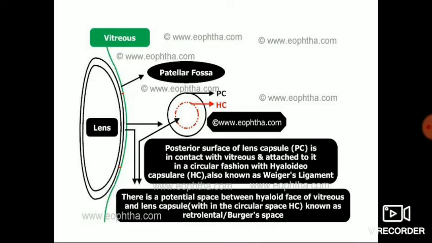The lens is situated behind the iris and in front of the vitreous. The lens is placed in a patellar fossa. The posterior surface of the lens capsule is in contact with the vitreous and is attached to it in a circular fashion by the hyaloidocapsular ligament, also called Wieger's ligament. There is a potential space between the hyaloid face of the vitreous and the lens capsule, also known as Berger's space or the retrolental space.